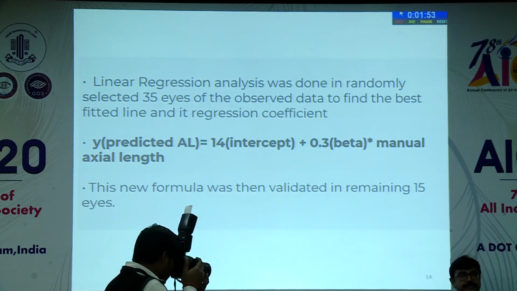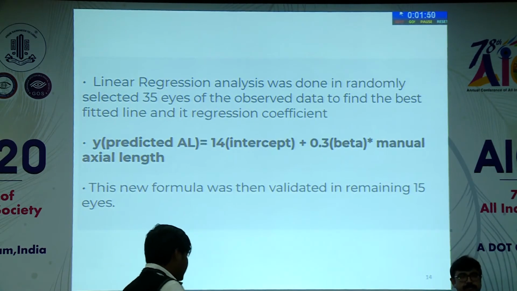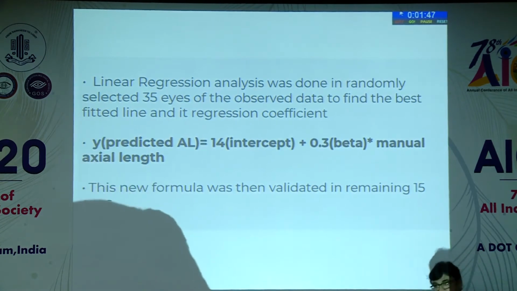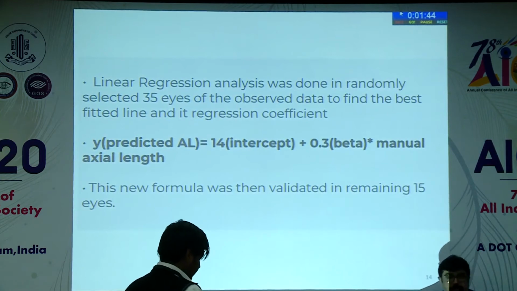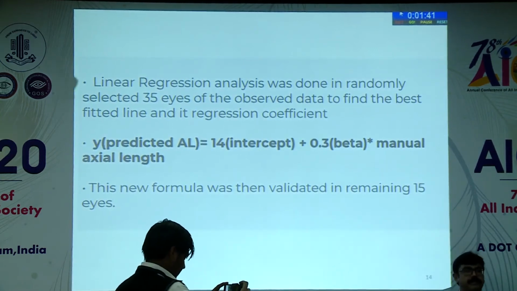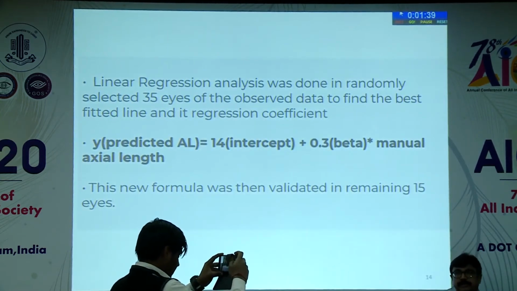Then linear regression analysis was done in randomly selected 35 eyes of the observed data to find the best fitted line and its regression coefficient. We came to the equation y equals 14 plus 0.3 into manual axial length. This we call the predicted axial length.